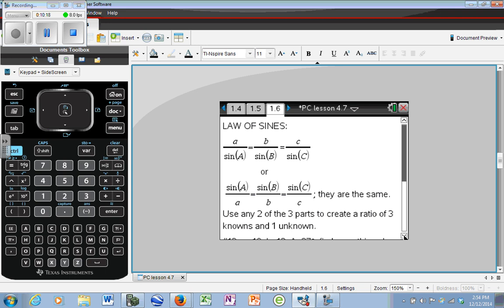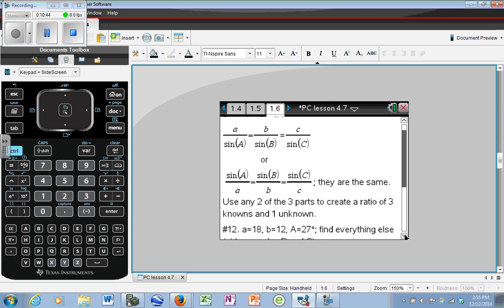And with this rule, law of sines, you're only going to use two of those three parts to make a ratio. Ratios have four parts. In this case, you have three things that you do know and one thing that you don't know. You might have a over sine A equals b over sine B. You might have a over sine A equals c over sine C. It doesn't matter. You're only going to use two of the parts, so you have three things you know and one thing that you don't know.